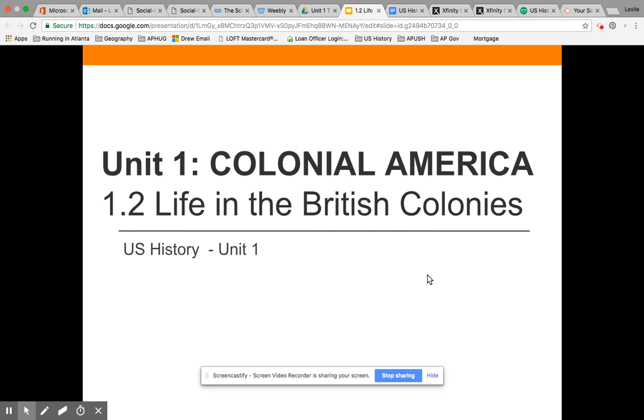All right, U.S. history students, we are going to take a look at life in the British colonies, how the three different colonial regions compared to one another in terms of political, social, and economic structure. So just a note for you before you get started with these notes.